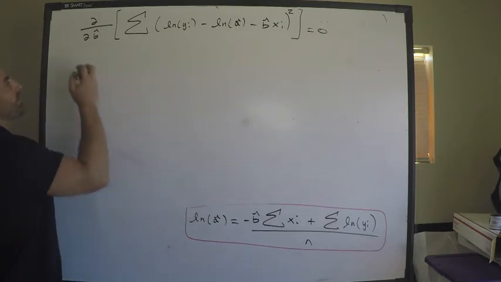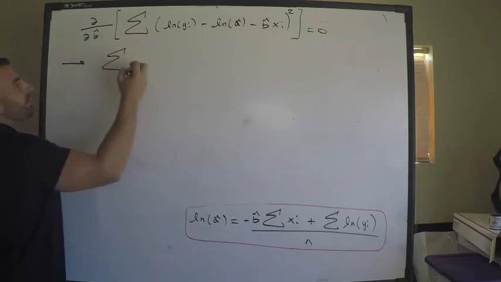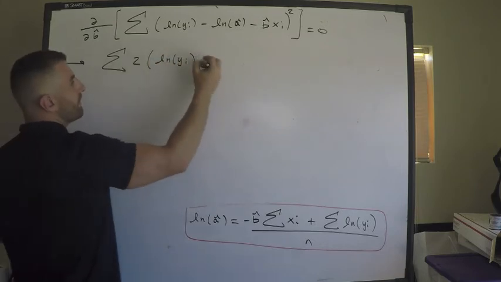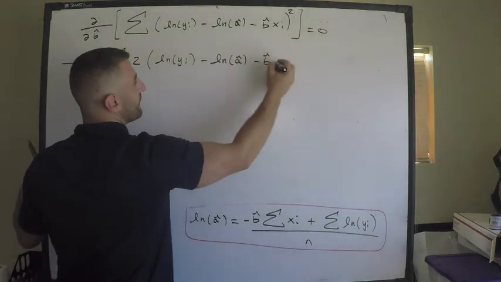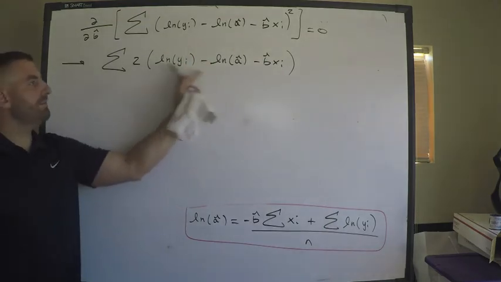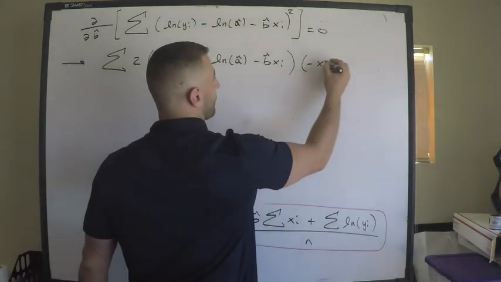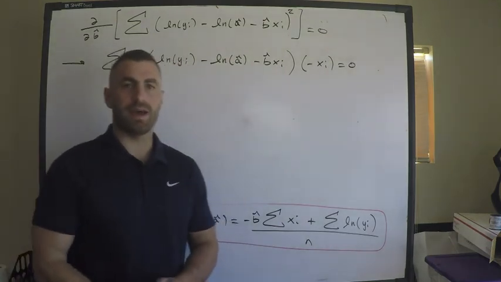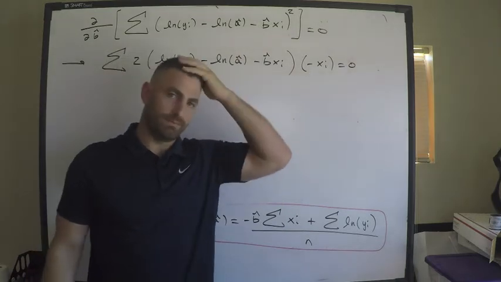So again, we have to apply the chain rule. So on the left-hand side, I'm going to have to bring the 2 down. I'm going to make the sum, and then I have 2 times, leave the inside alone, applying the chain rule, ln yi minus ln a hat minus b hat xi. Now I've brought the 2 down, leave the inside alone, times the derivative of the inside with respect to b hat. This is times negative xi equals 0. If I differentiate with respect to b hat, then you treat xi as a constant. So this is what I get.